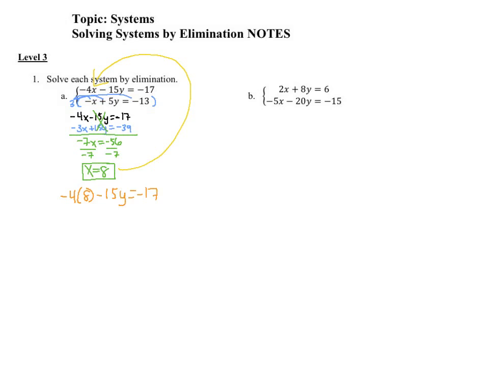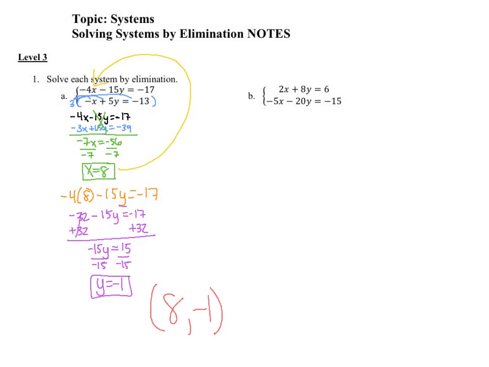Now if you notice here, the only variable I have left is the y. So now I need to solve for y. Negative 4 times 8 is negative 32. I'm going to bring down everything else. To get the y by itself, I need to start out by adding 32. So I have negative 15y equals a positive 15. I'm going to divide by negative 15 on both sides, and I get y equals negative 1. So the final answer for this whole problem, my x value is 8, and my y value is negative 1.